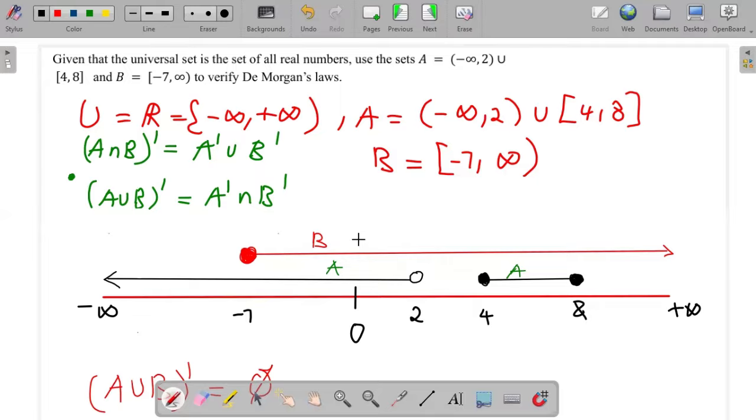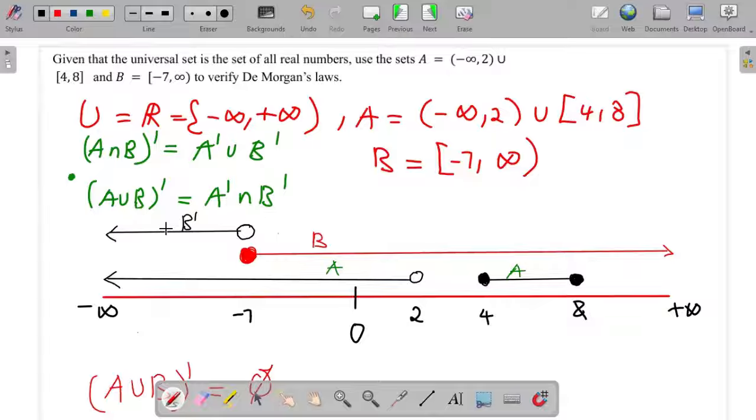So from my B, I'm going to shade my B complement. So my B is from -7 here, you can see it, all the way to positive infinity. So for my complement, on top here, I'm going to write an open circle because the -7 is in B, meaning in the complement, it's not there. So it's to start at -7 and then to go like this to minus infinity. Okay, so this is my B complement.